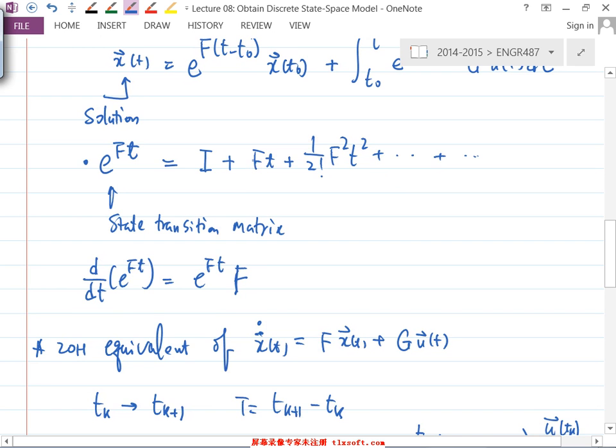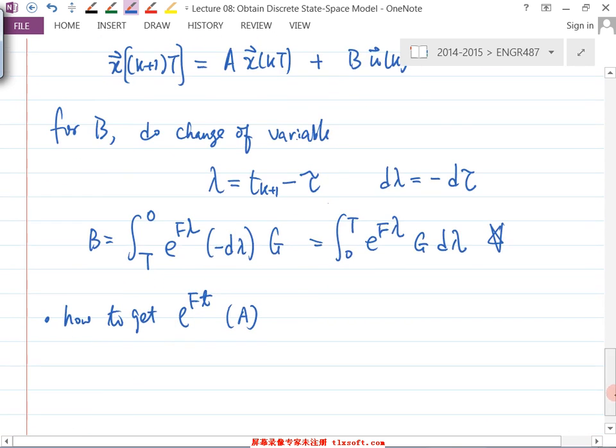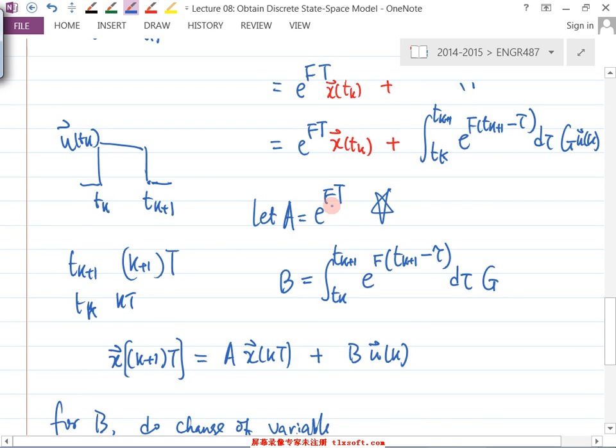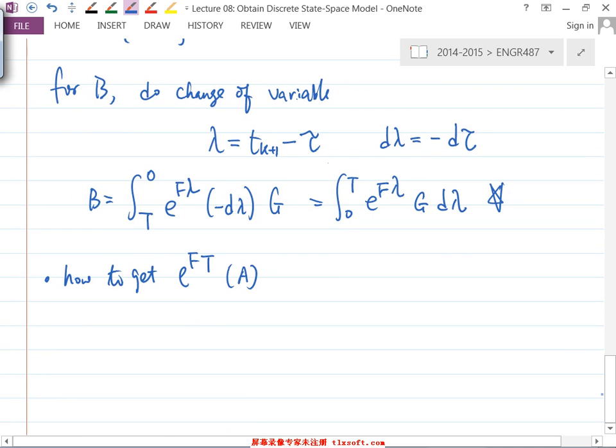So maybe I should say this is not e to the ft, it is e to the f capital T, right? So basically, what we can do is get e to the power of f small t first. If I get this, then I can let that small t equal to the capital T.